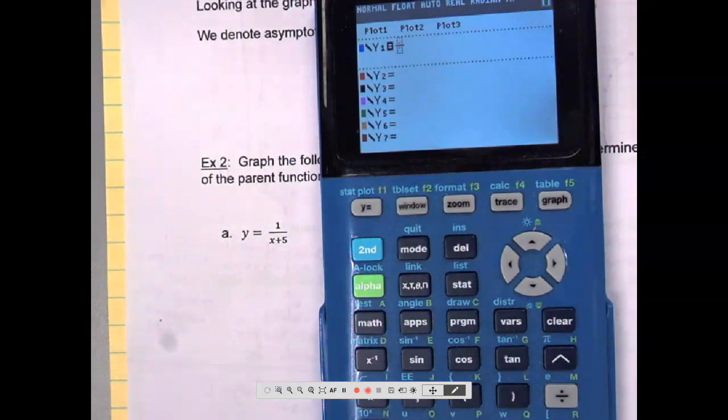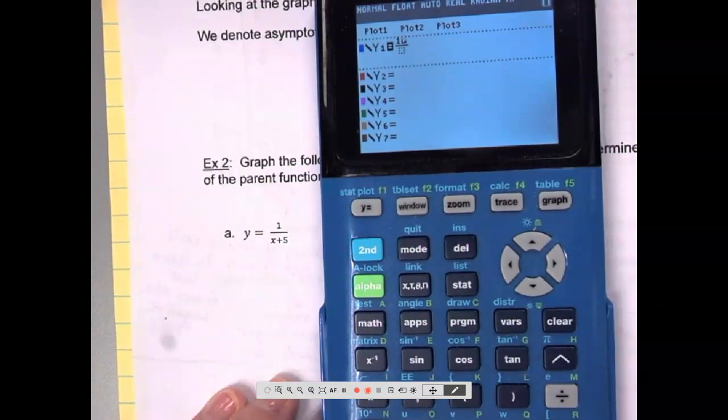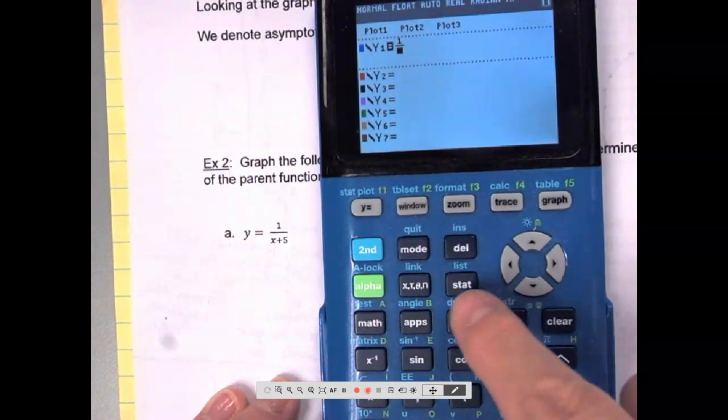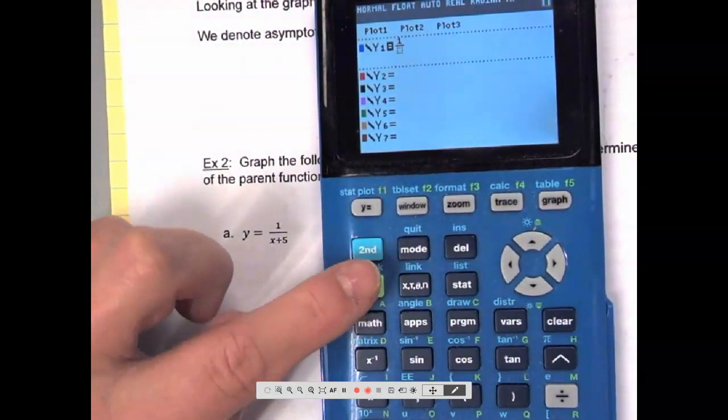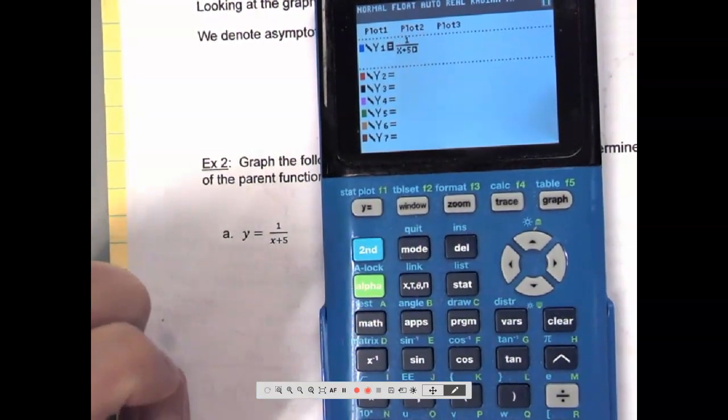Yes, but the entire denominator must be in a set of parentheses. If it's not, you will get a graph, but it will be wrong, or it won't be what you intended. Okay, so I have 1 over x plus 5. X is right next to your alpha key.